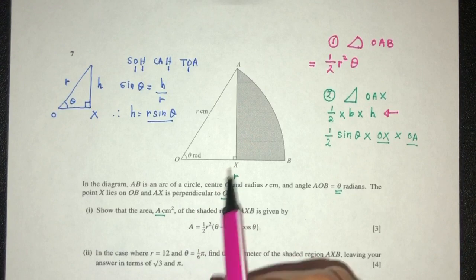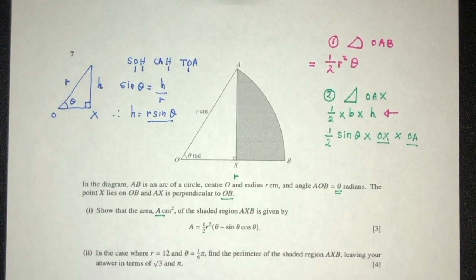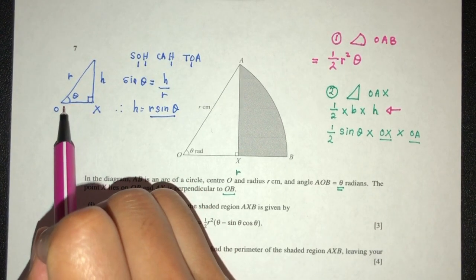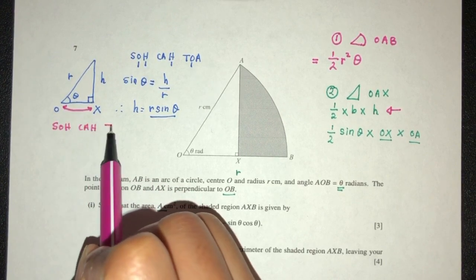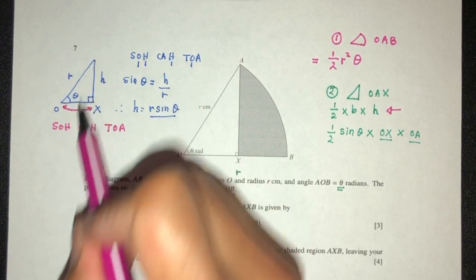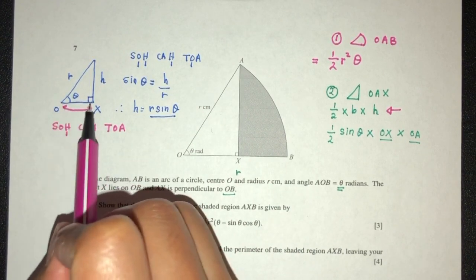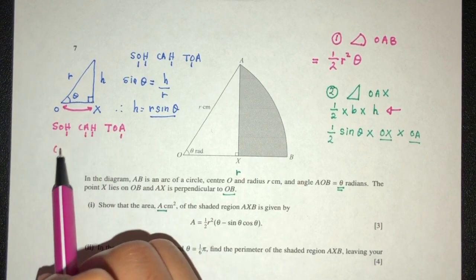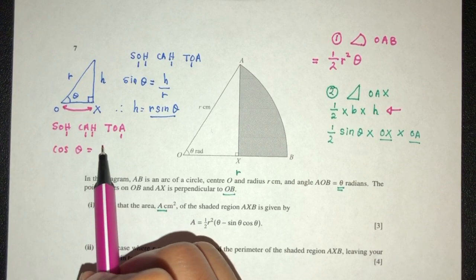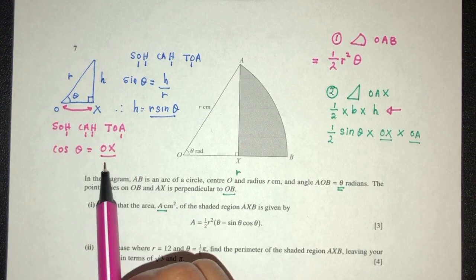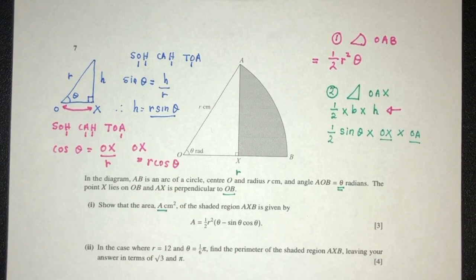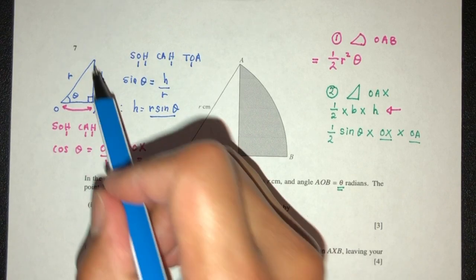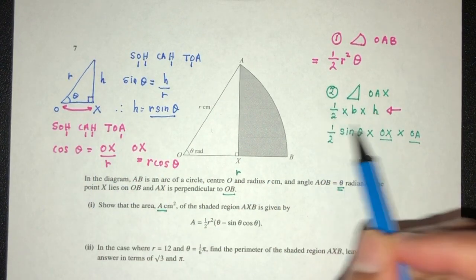Now what about the base? Same steps, we can still use SOHCAHTOA if you want to find the value for the base. So the base right here, we know this one is H and H, and we want to find the A side, which is A and A. So here we have to use cos. Cos of the angle is A side, which is OX, we don't know, over H, which is R. So OX is going to be R cos theta. Okay, so now we have the value for the height and the base. We can use our formula right here to find the area of the triangle.